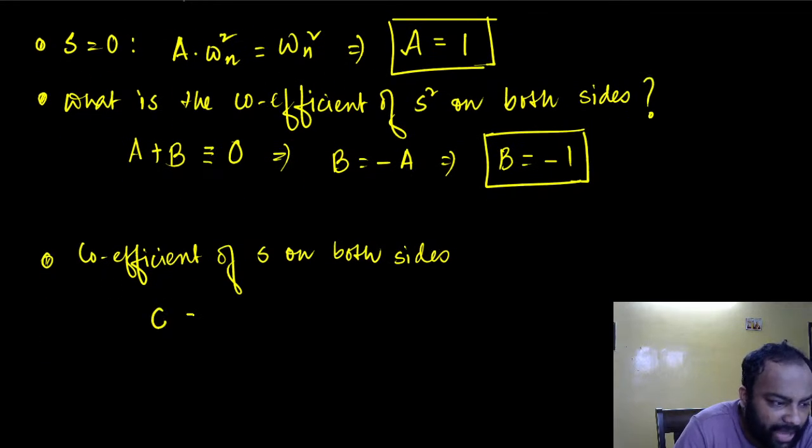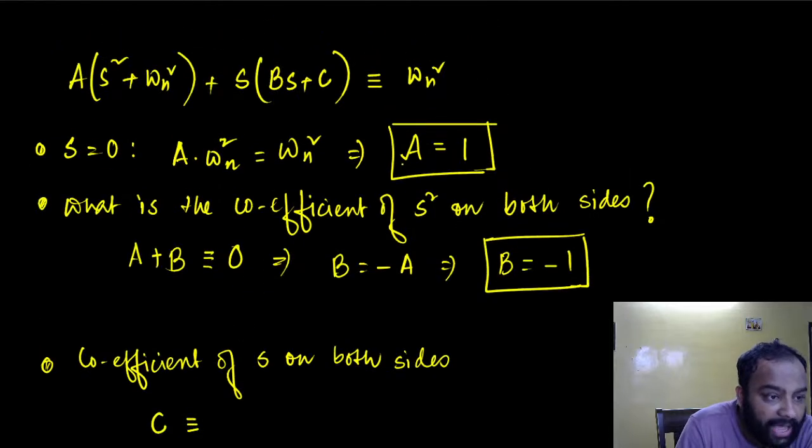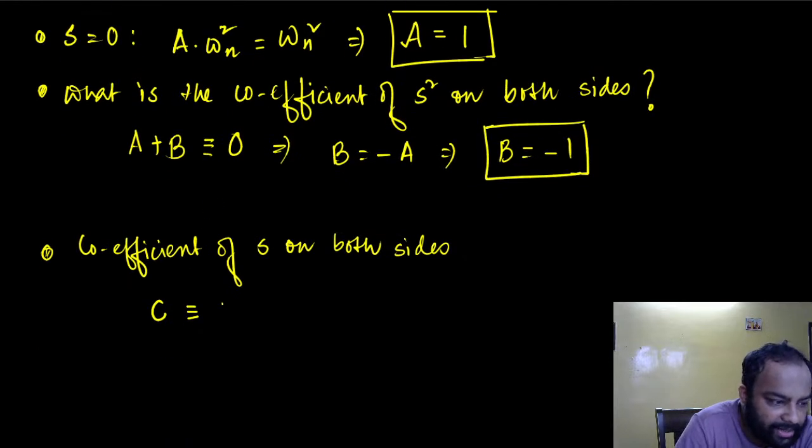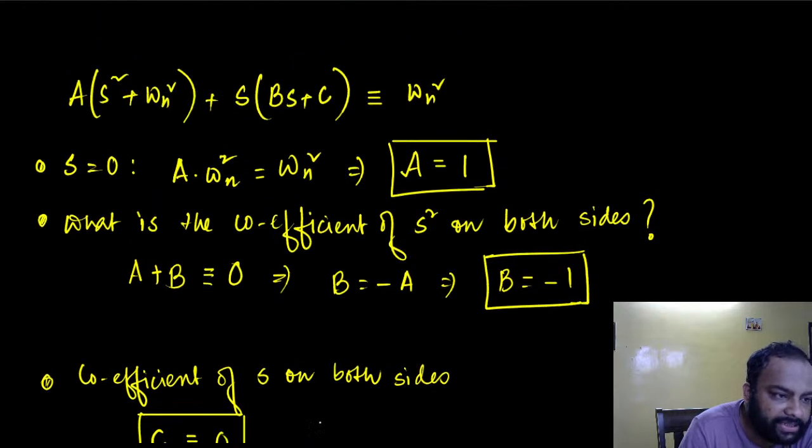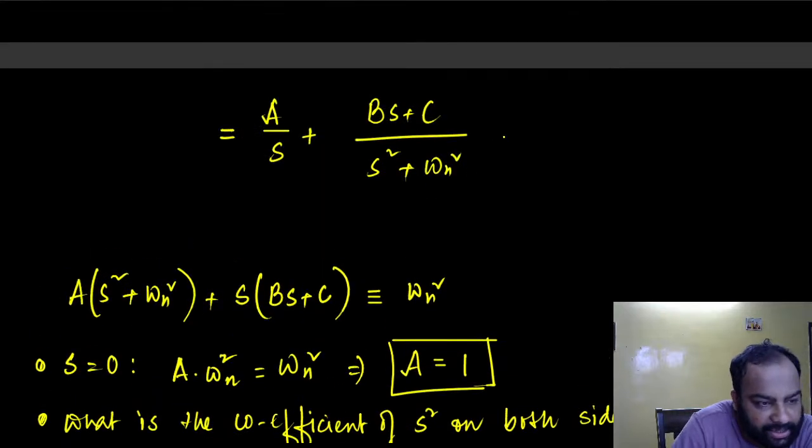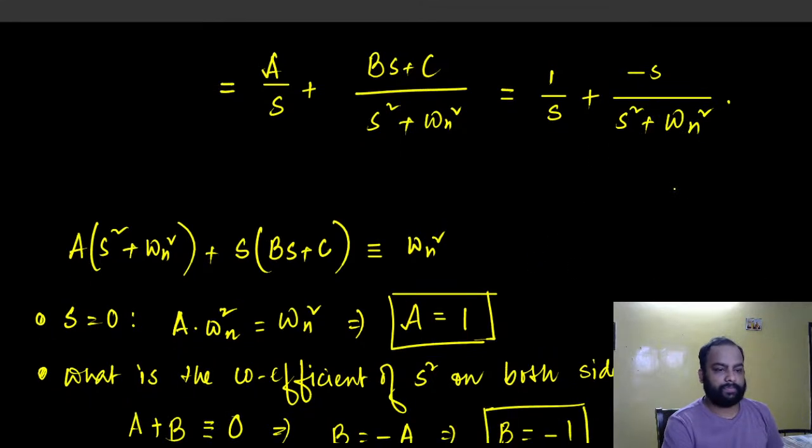So on the left hand side, we have the coefficient of s to be C, and on the right hand side, what is the coefficient of s? That's 0, right? So that's going to be 0. So these are the three values we essentially have. So this is basically 1 by s plus, so that's going to be minus s, because B is minus 1 and C is 0, divided by s square plus omega n square. Got it?